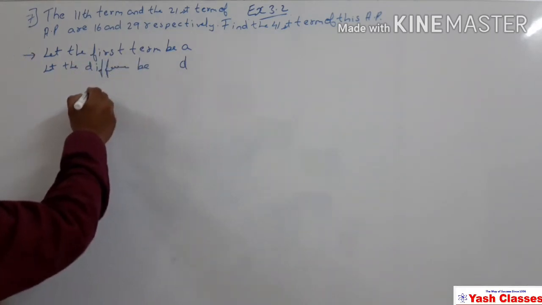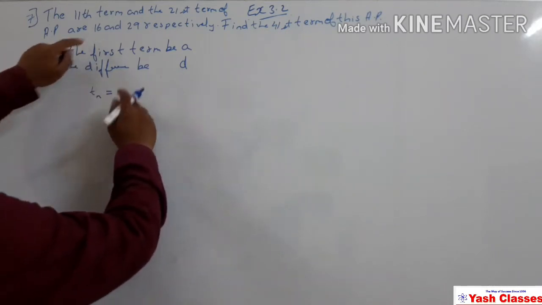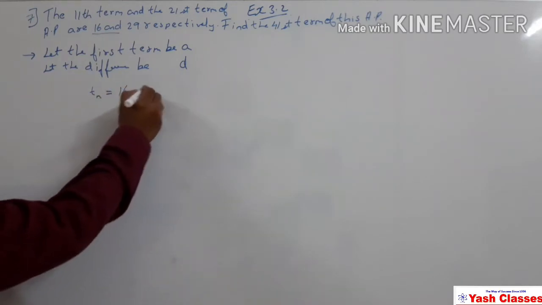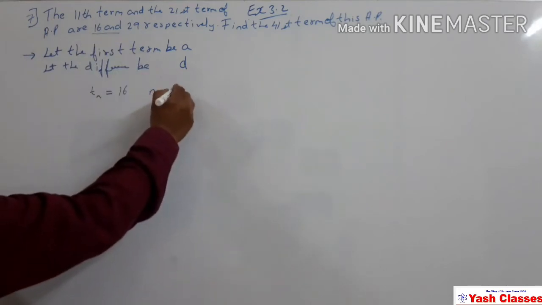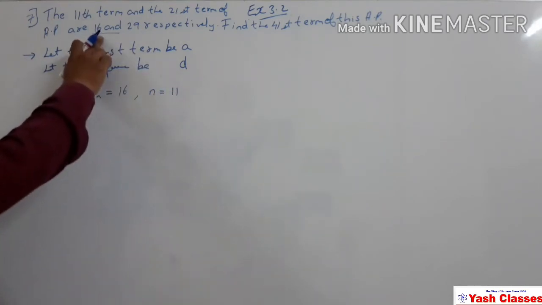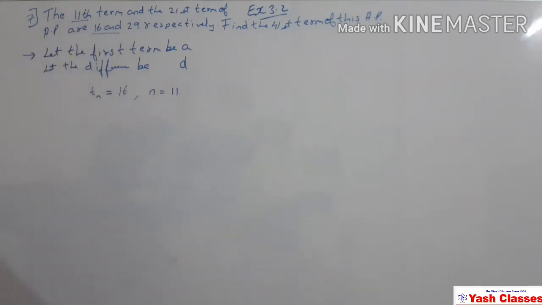Now Tn. First we are taking 16. Now Tn is here 16. Then n will be the 11th term, means n is 11. Tn is 16. For 16, 11 is there, n is 11.